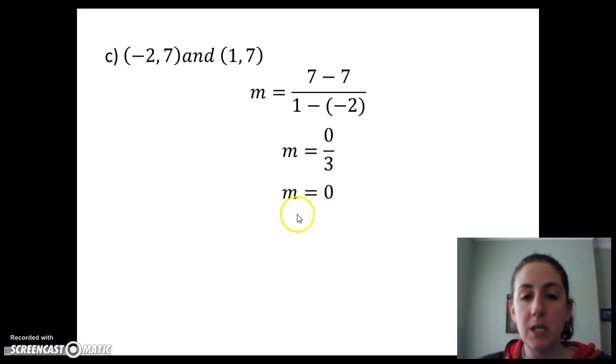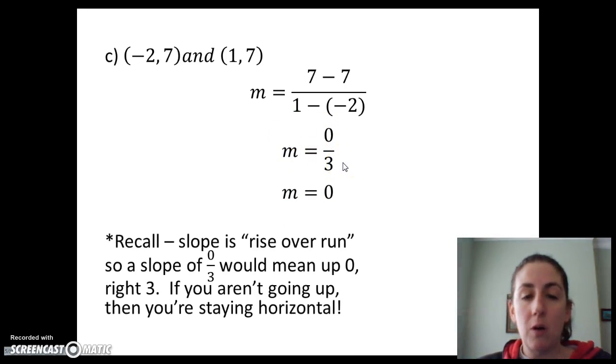Now notice the slope is not in fraction form here, but it is in here, so we can use this to discuss our rise over run. So a rise over run of 0 over 3 means you would go up 0 and to the right 3. Well, if you're not going up, but you're going right or even left, then you're staying horizontal.